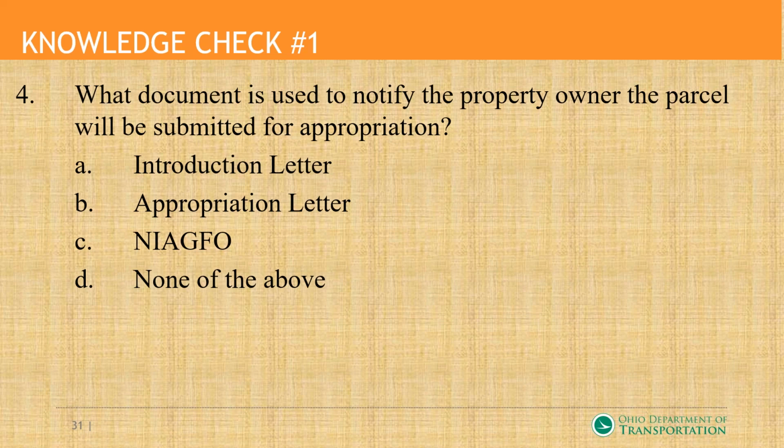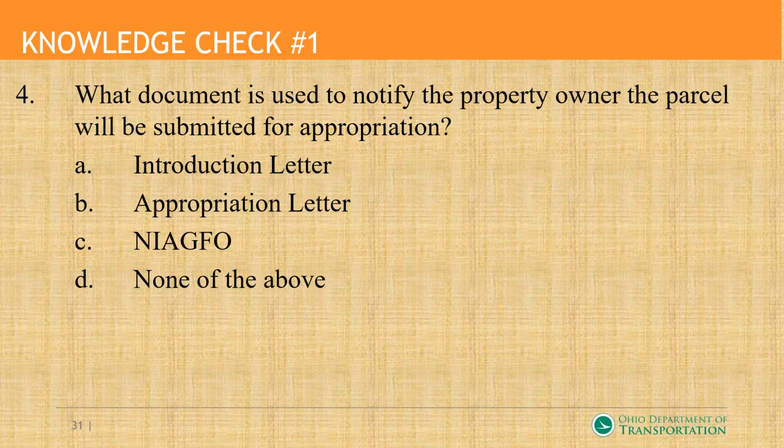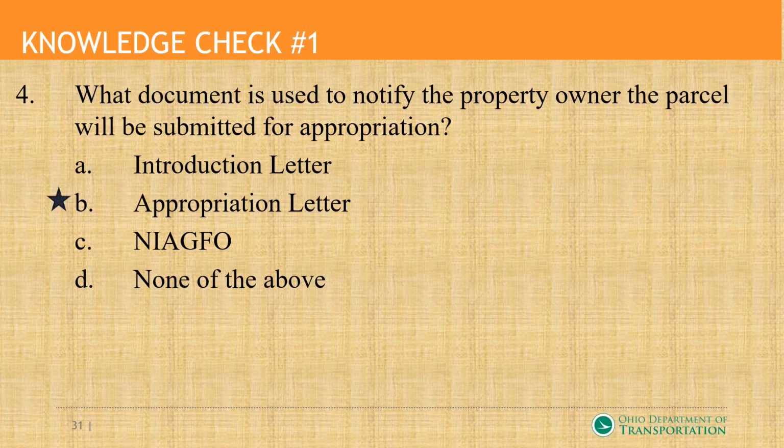Okay, next question. What document is used to notify the property owner the parcel will be submitted for appropriation? Introduction letter, appropriation letter, NAGFO, none of the above. They're voting pretty quick on this one. All right, I'm going to close the poll down and share their responses. 4% said introduction letter, 94% said appropriation letter, 2% said none of the above. I've hidden the responses.